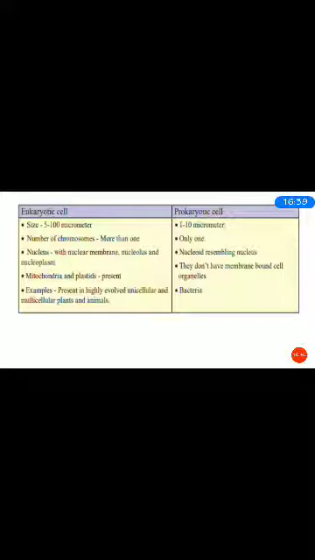Okay, the structure of chromosome, the DNA has been wrapped in such a way to form a chromosome, so that this structure is going to prevent any damage to DNA. So now next is nucleus with the nuclear membrane, nucleolus and nucleoplasm. Nucleoid resembles nucleus. Mitochondria and plastids are present, but here they don't have any membrane bound cell organelle. Examples are present in highly evolved unicellular and multicellular plants and animals, and prokaryotic cells are present in bacteria.